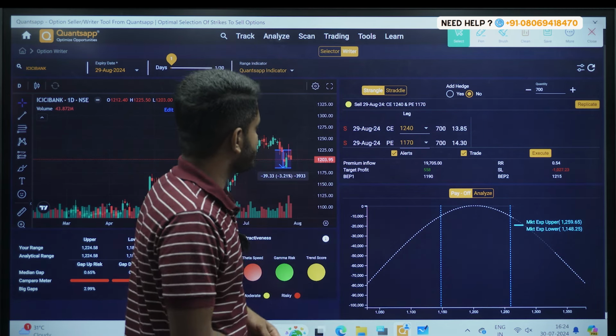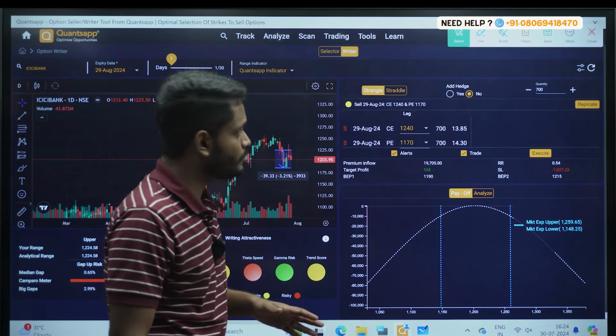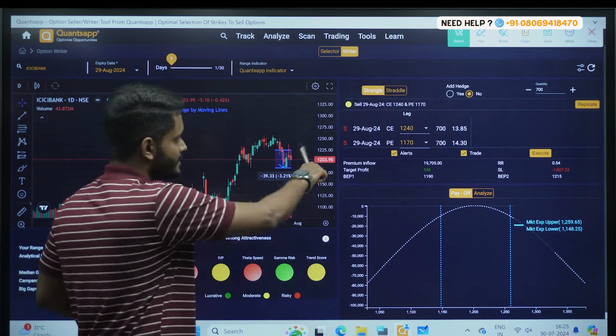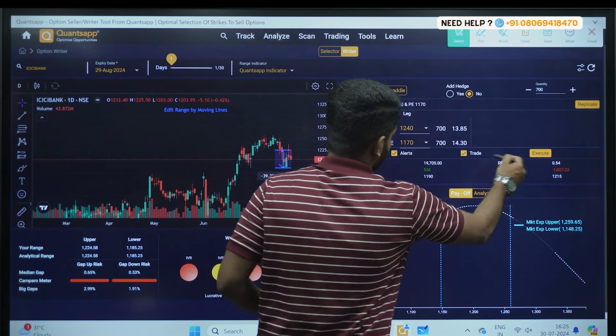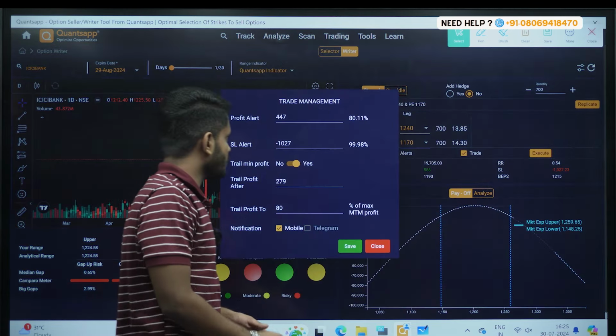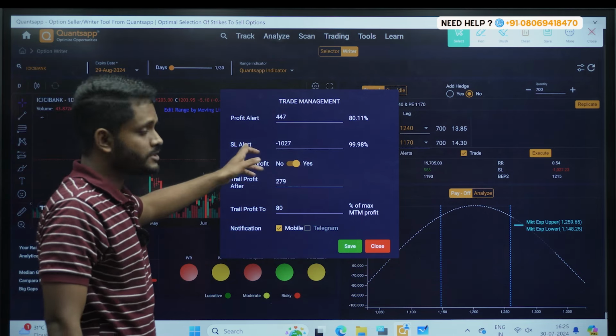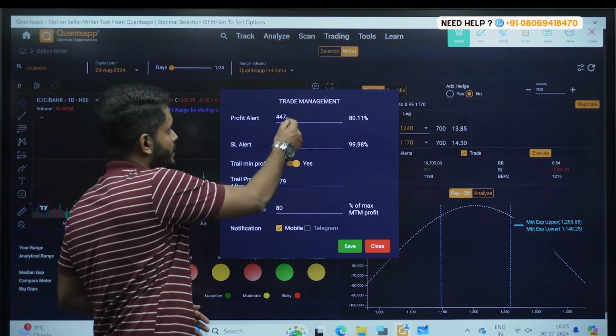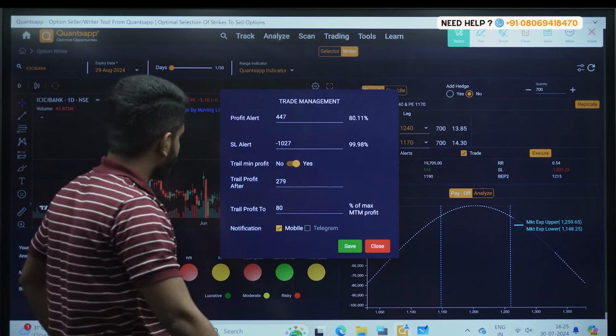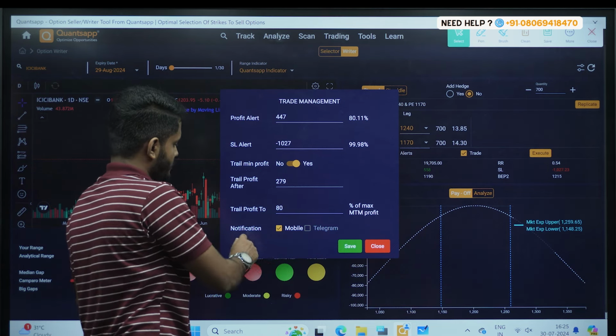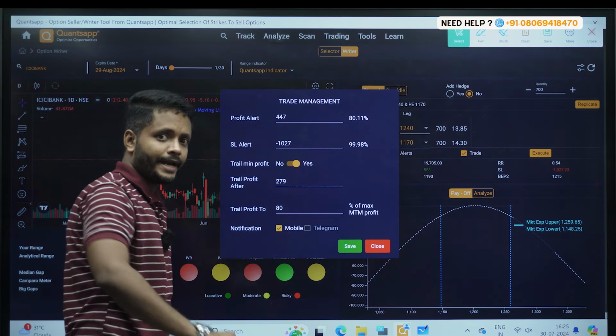Okay, for example, let's talk about how to execute the trade. Say I want to sell this and execute. You can just click on this execute. You can see the automatic profit alert and stop loss alert. If you want to modify, you can just modify these numbers. And if you save, the notification will come on mobile and Telegram.